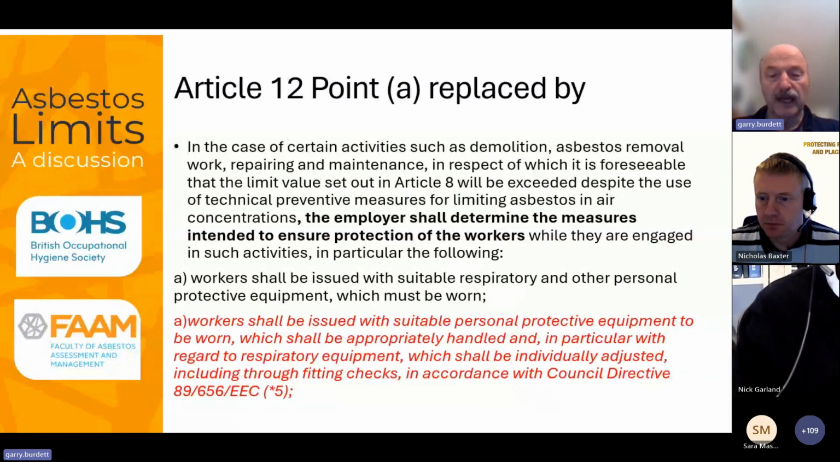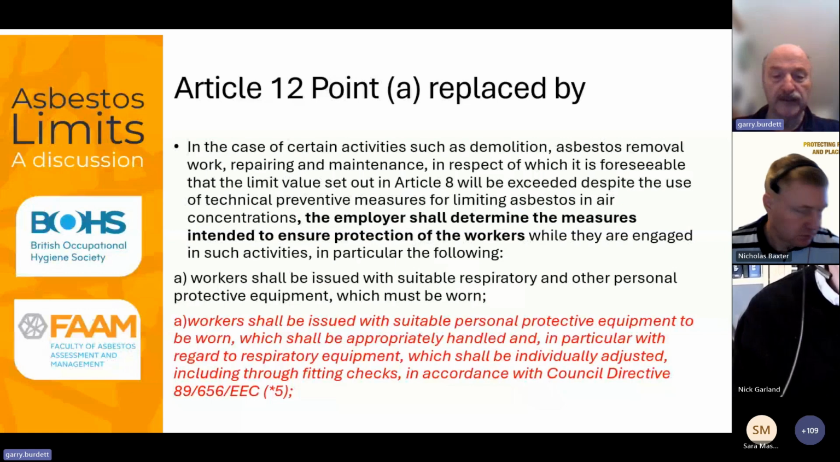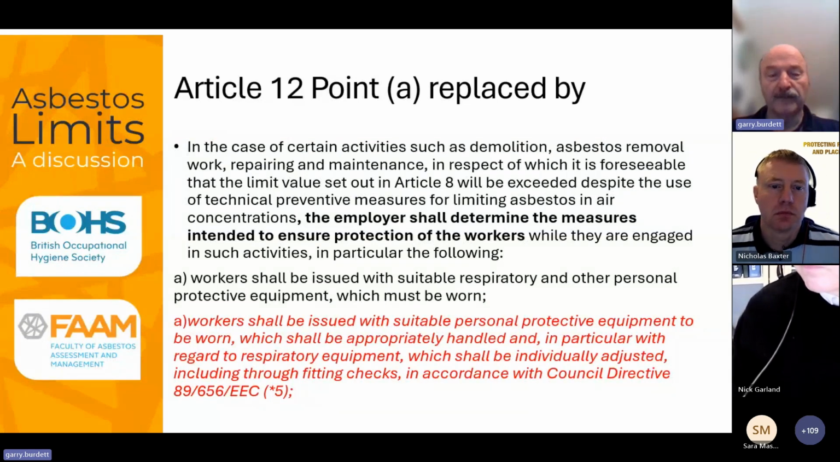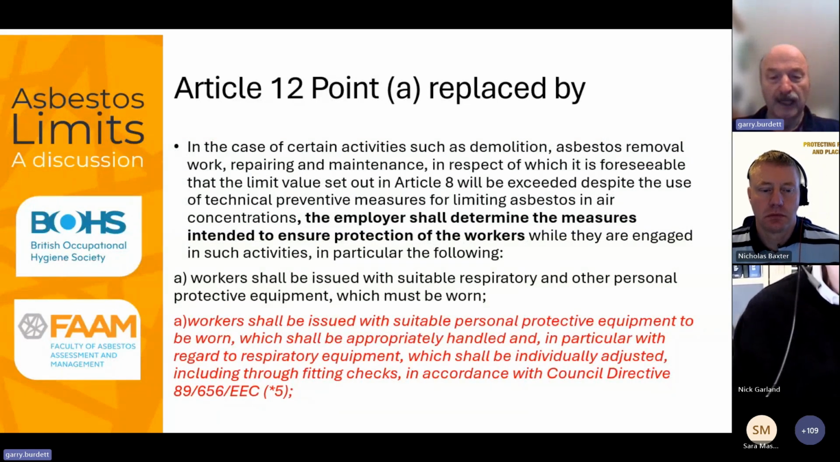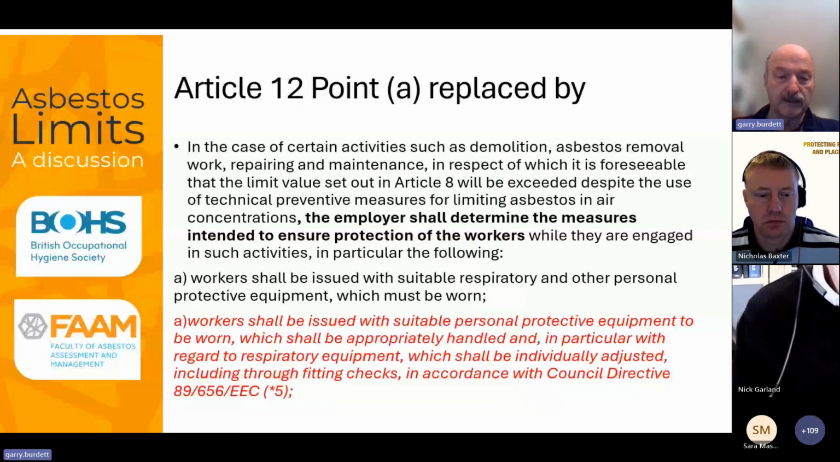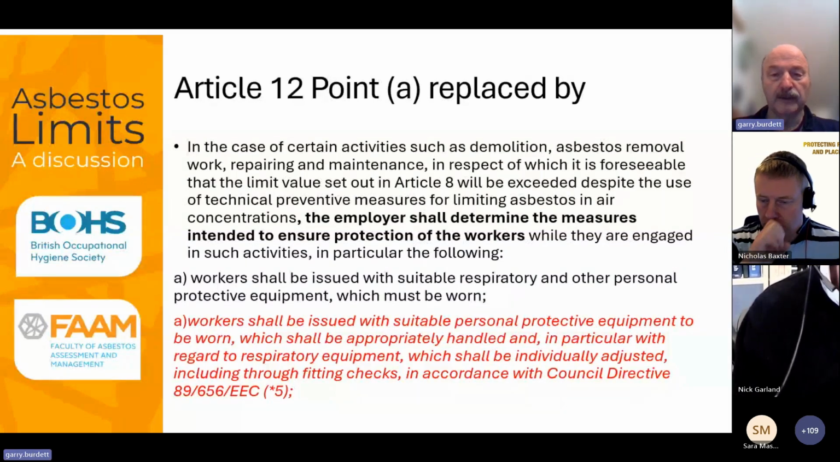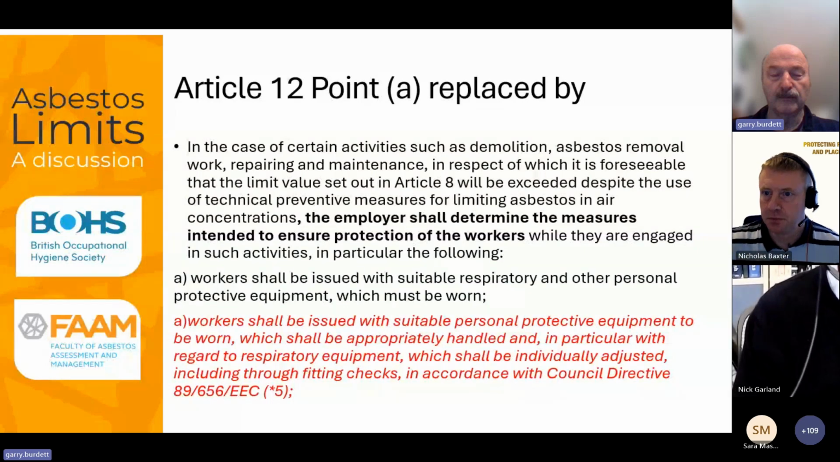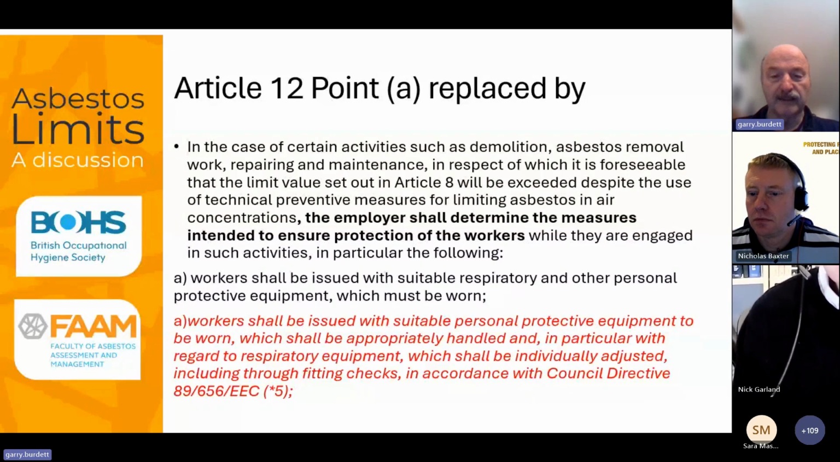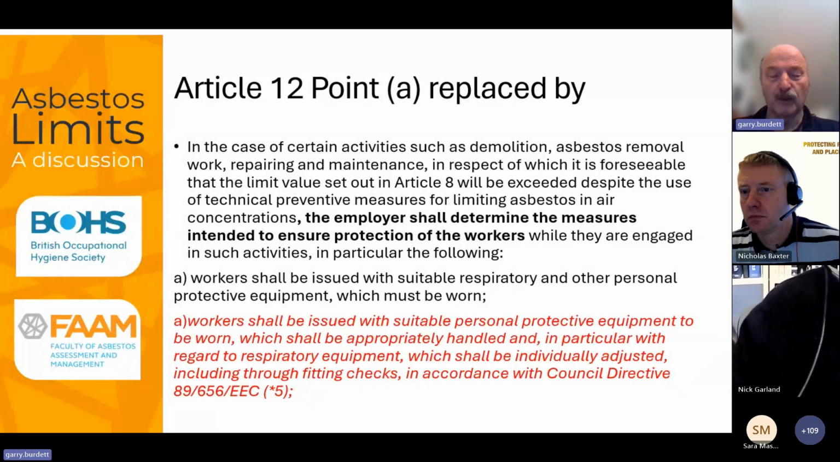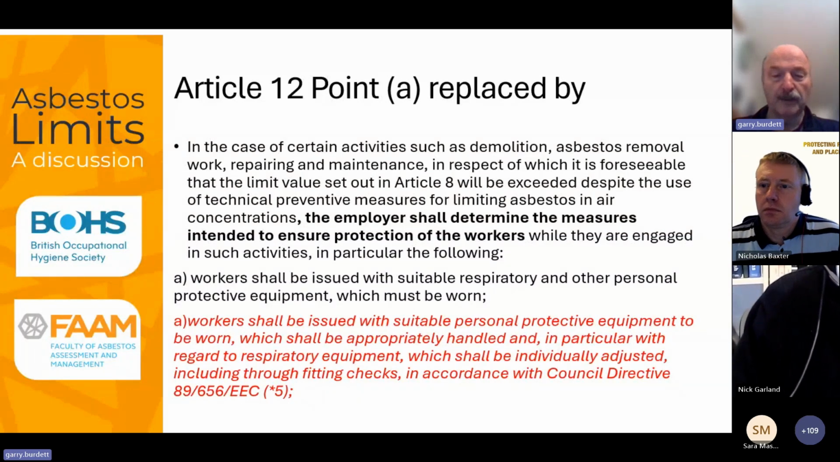Now, they quote Council Directive 86/656, and when I looked at that, that's a general safety equipment thing. So it covers from hard hats to your safety boots. And I think the fitting checks are more for the hard hat and the safety boots fit than the RPE when I looked at it, but I could be wrong.